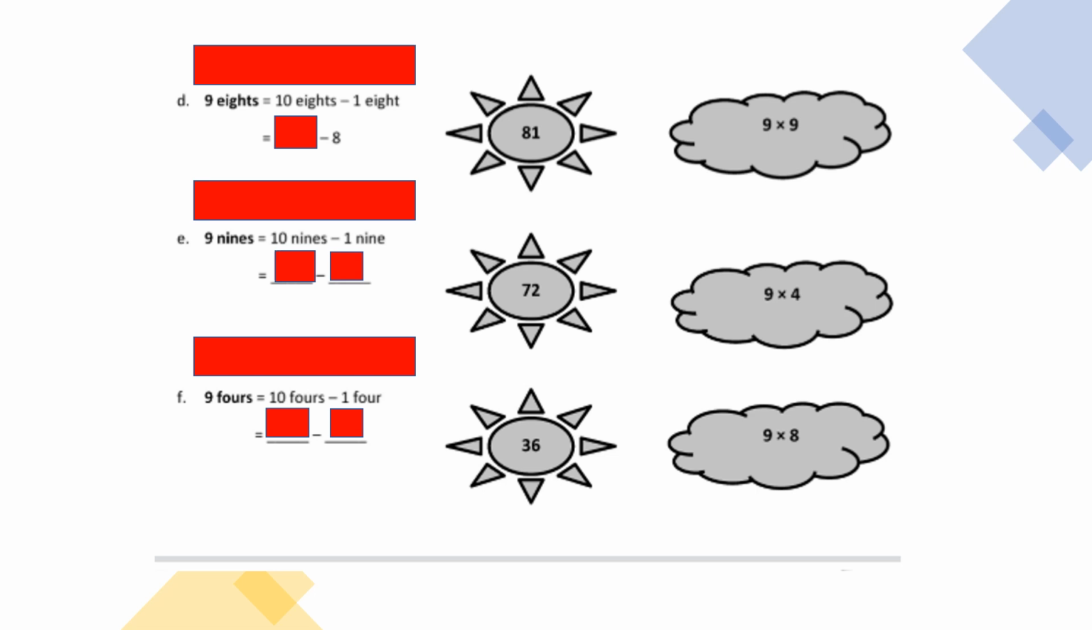Okay, so look at D. It says 9/8. If we write an equation for 9/8, that's 9 times 8. It says 9/8 equals 10/8 minus 1/8. So the equation for 10/8 is 10 times 8 minus 1/8, which that equation is 1 times 8.